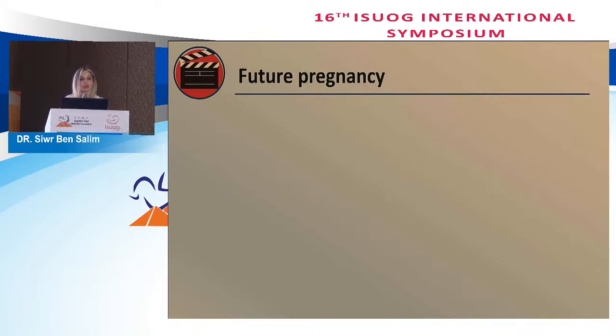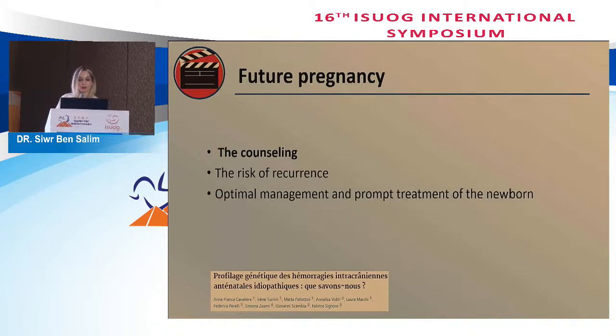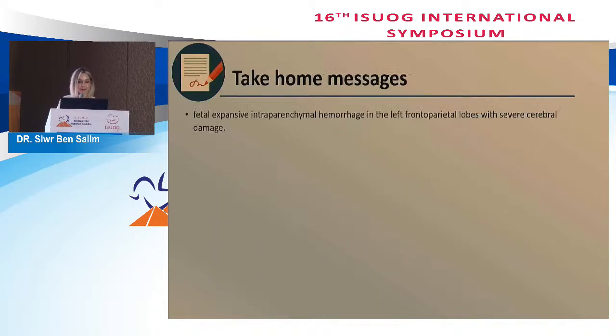So, the most important is to know what is the future of pregnancy, ulterior pregnancy, to know the prognosis. The identification of genetic causes of intracranial hemorrhage can guide the counseling process with regard to the risk of recurrence, in addition to providing relevant clinical data to the neonatologist for optimal management and prompt treatment of a newborn.